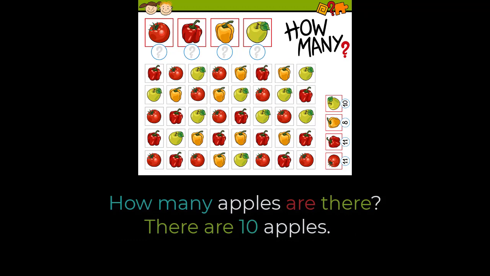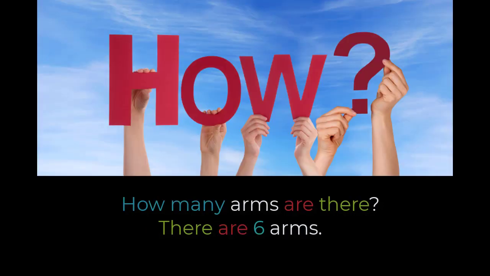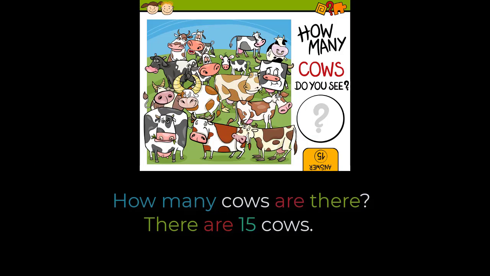How many apples are there? There are 10 apples. How many arms are there? There are 6 arms. How many cows are there? There are 15 cows.